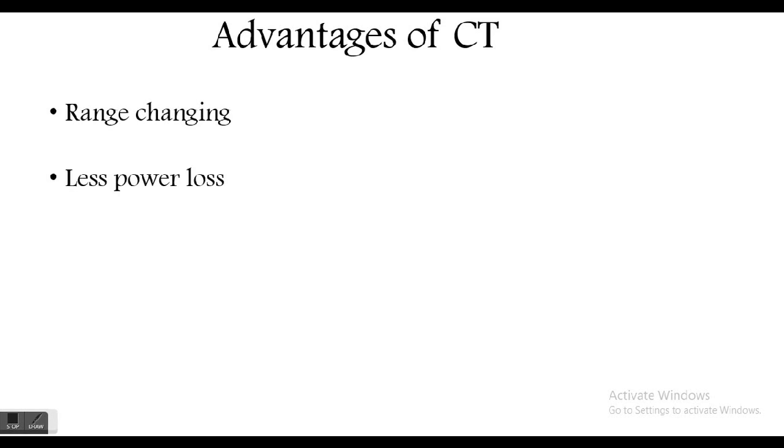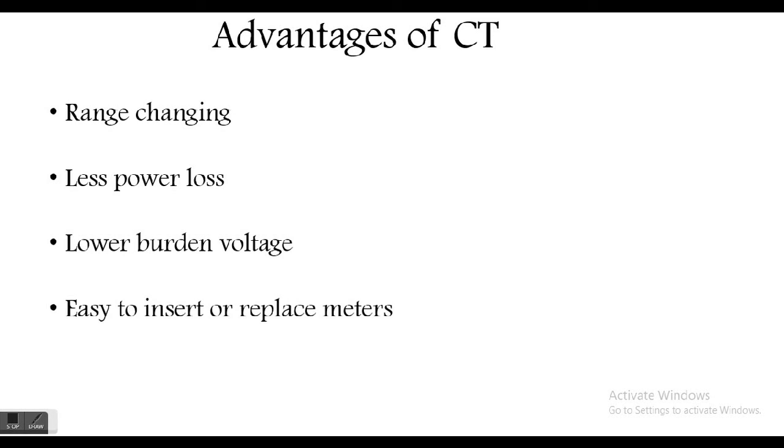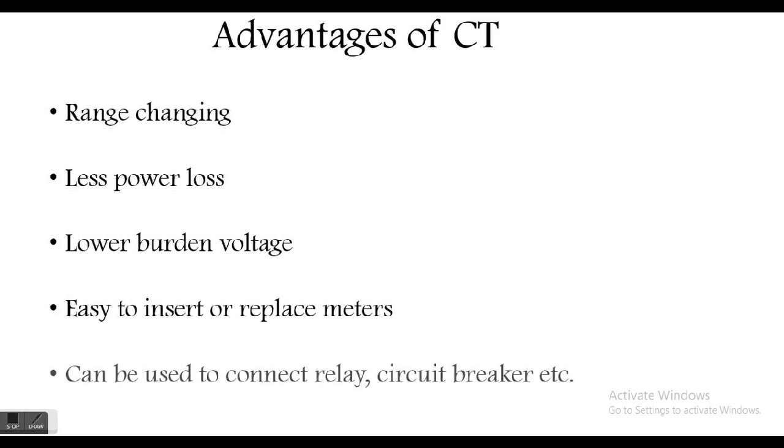Now the advantages of CT: the ease with which we can change the range, low power loss, low burden voltage, and we can insert or replace meters easily. It can also be used to connect relays, circuit breakers, etc. Relays and CBs actually sense or measure the current value. We will discuss these points in more detail later.